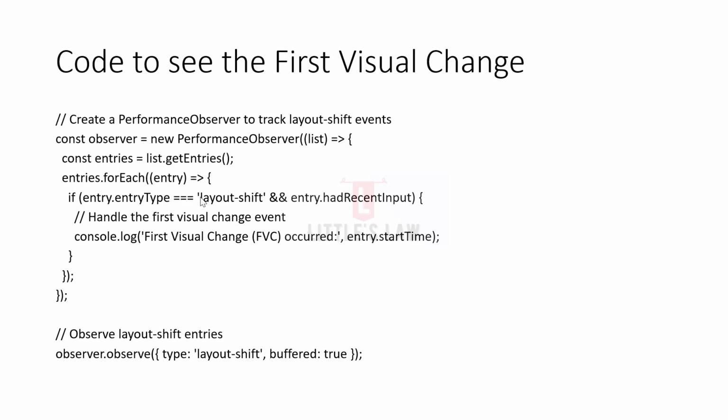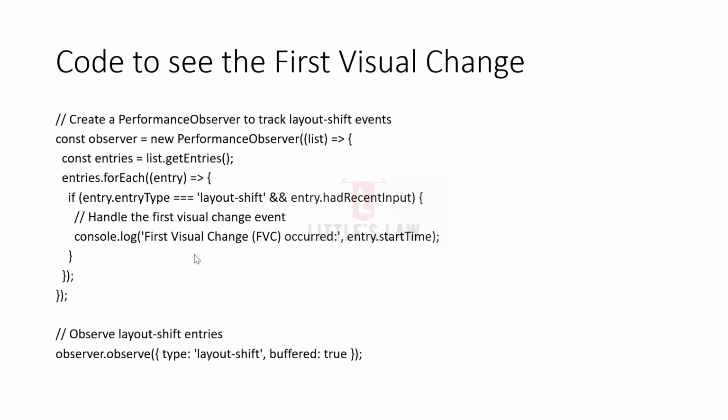When it comes to checking for the layout shift event, for each entry we check if the entry type property is equal to layout-shift. This is the first validation. We have to validate whether the entry type is layout shift. The layout shift entry represents a visual change on the web page.